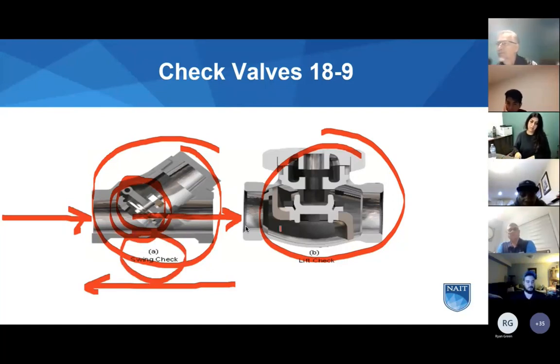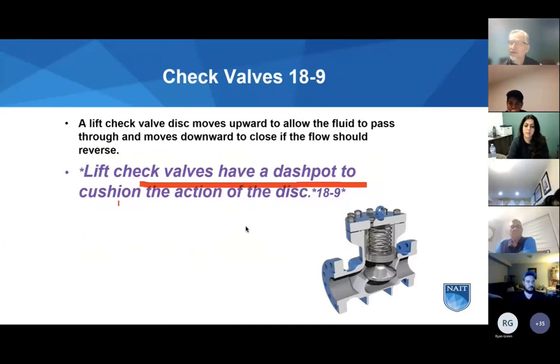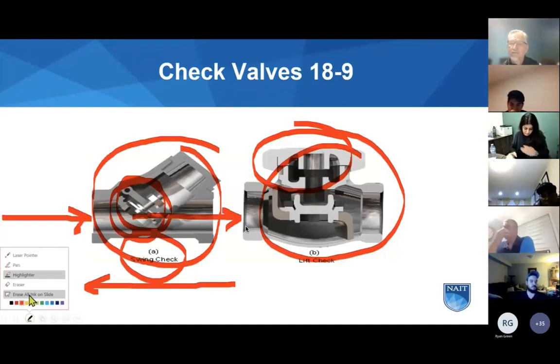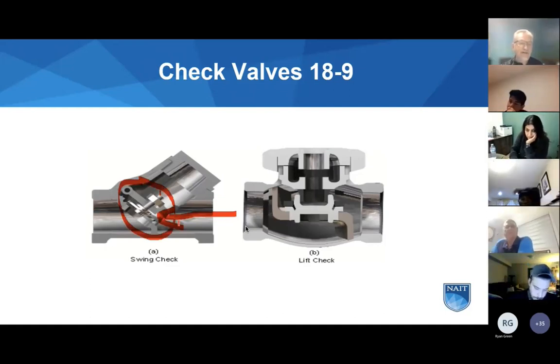Lift check is made a little differently. We have a picture here. Has something called a dash pot to cushion the action of a disc. If a check valve is very big, 6 inches and up, I'm gonna guess, reversal of flow could happen in a hurry. And if this is a big heavy object in a line, it can slam shut and even break the flapper.